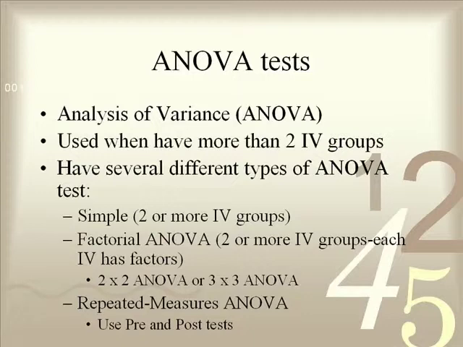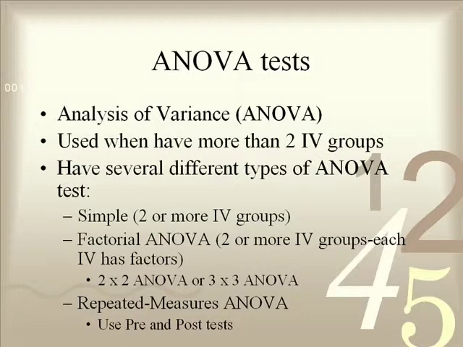The simple ANOVA is also called a one-way ANOVA. Again, this is for two or more independent variable groups. Then we have a factorial ANOVA. A factorial ANOVA is when you have two or more independent variable groups, and each independent variable has a factor.